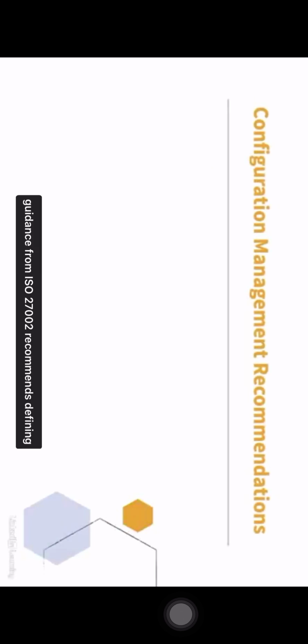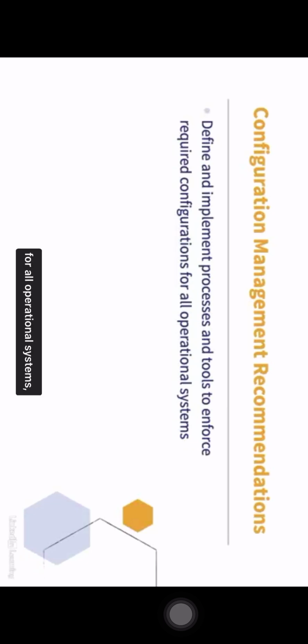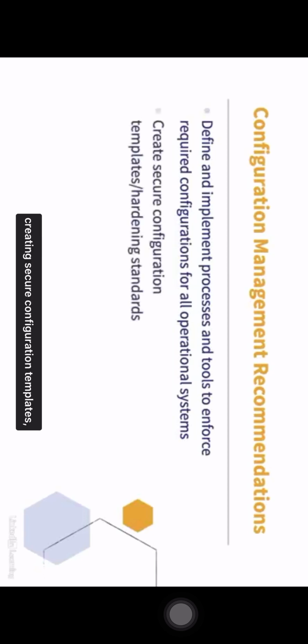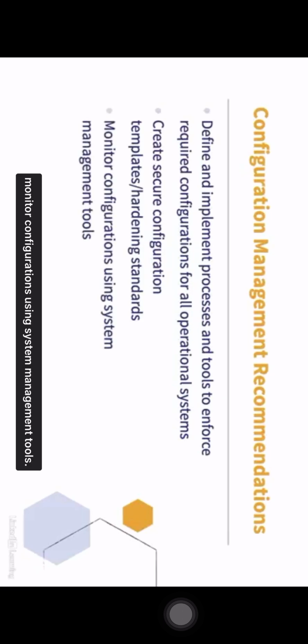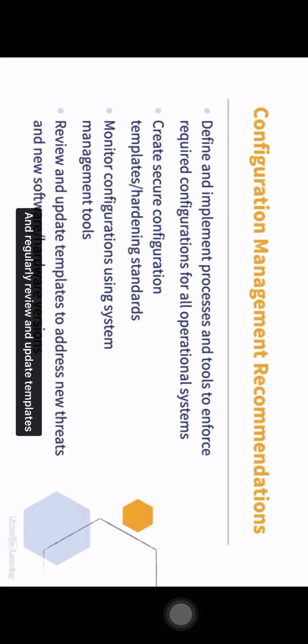To accomplish this, guidance from ISO 27002 recommends defining and implementing processes and tools to enforce required configurations for all operational systems, creating secure configuration templates, these can be called hardening standards, monitor configurations using system management tools. If your system configurations deviate from your standards, follow processes to bring them back into compliance promptly, and regularly review and update templates to address new threats and new software or hardware versions. Refer to ISO 27002 for more recommendations to comply with this control.